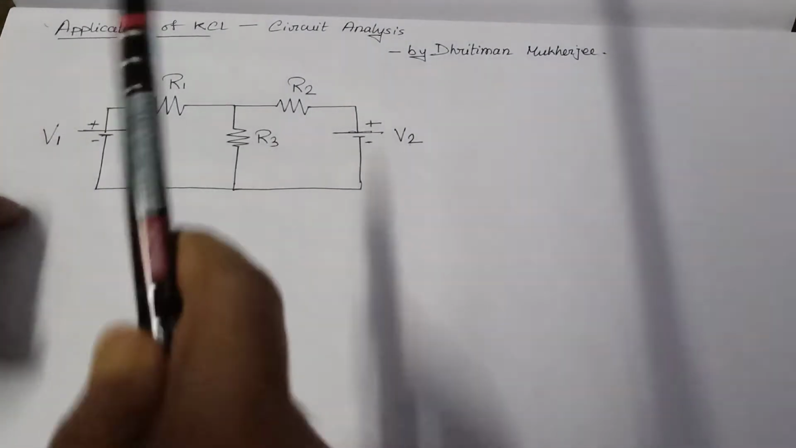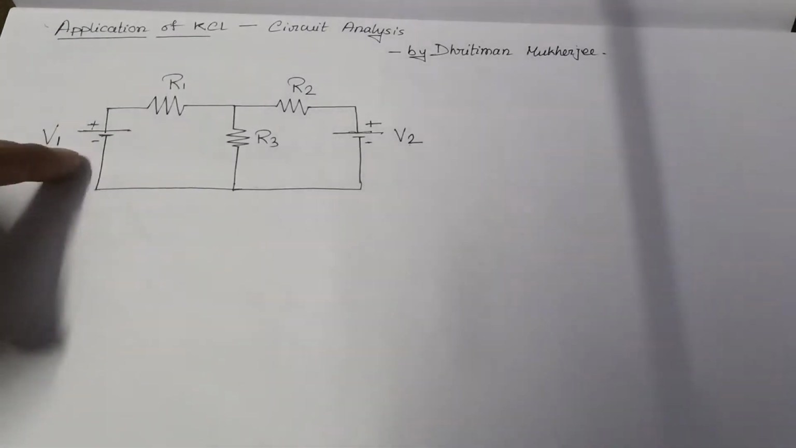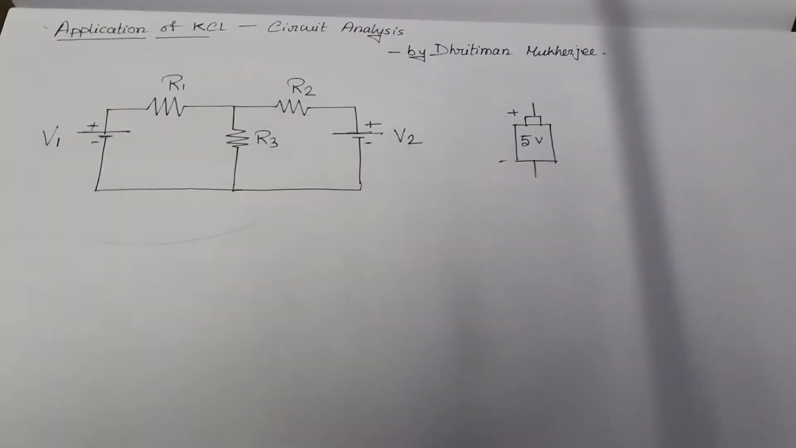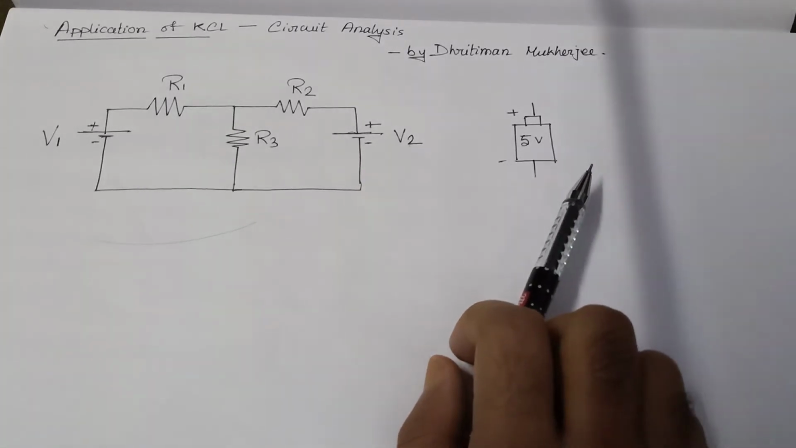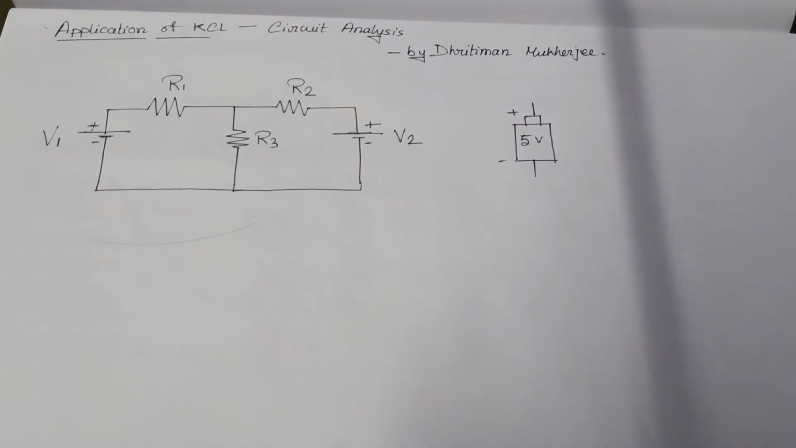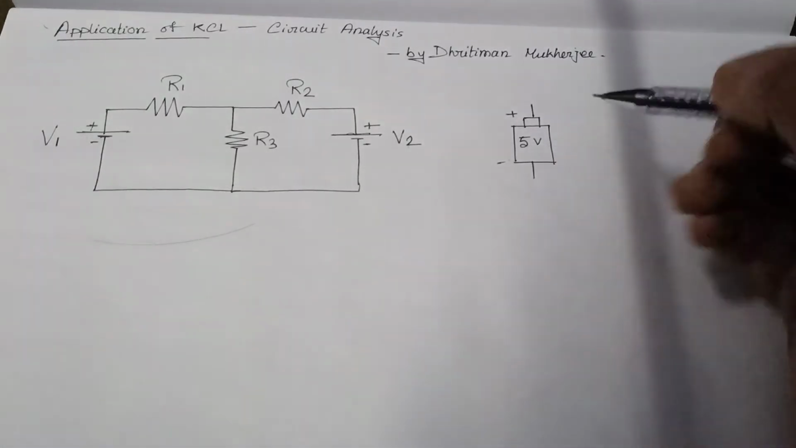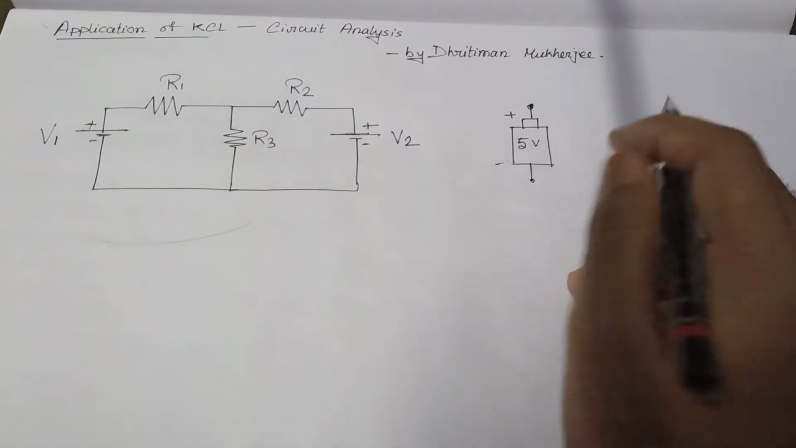Now before approaching this circuit, I want to tell you about the concept of this battery. Many people have confusion about this battery. This is a very interesting thing. Suppose you have purchased a battery of 5 volt from the market, with a positive and a negative terminal. What is the function of the battery? You have to understand that. If you have purchased a battery of 5 volt, it means that the potential difference between this terminal and this terminal is 5 volt.